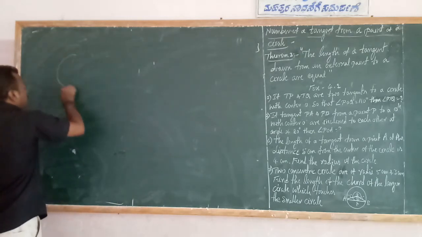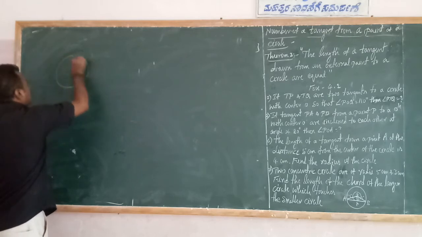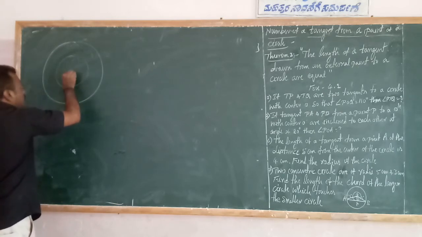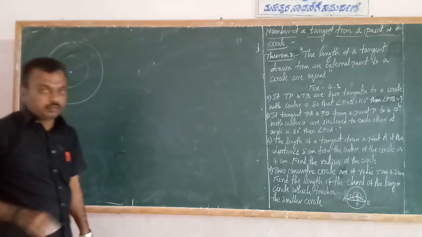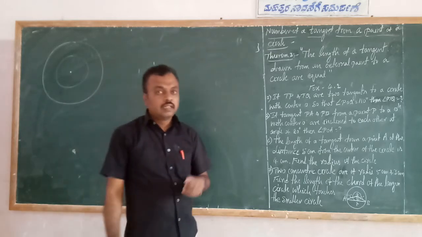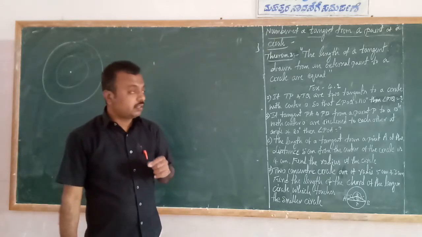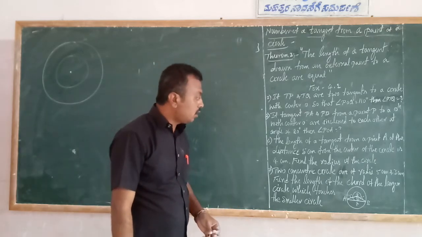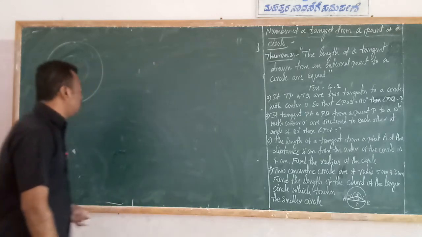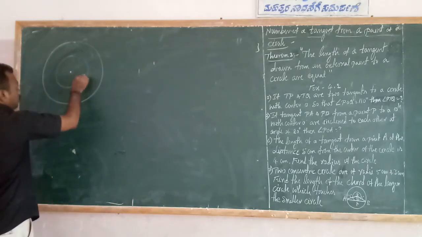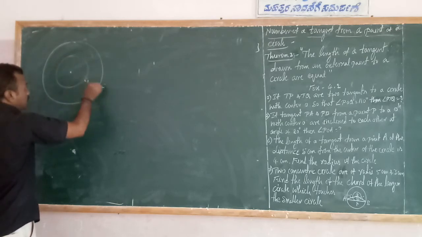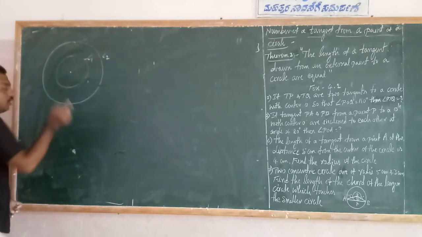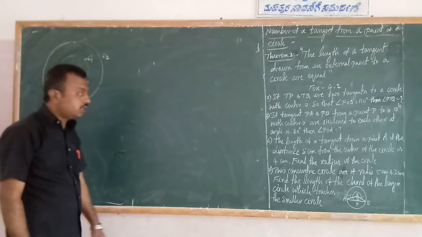See, this is one circle and this is another circle. These two circles are concentric circles. I already told you in the previous introduction class what concentric circles are: circles having the same center but different radii. So two concentric circles have radii 5 cm and 3 cm. This is the 3 cm circle and this is the 5 cm circle. This is C1 and this is C2, circle 1 and circle 2. The first circle radius is 3 cm, the second circle radius is 5 cm.